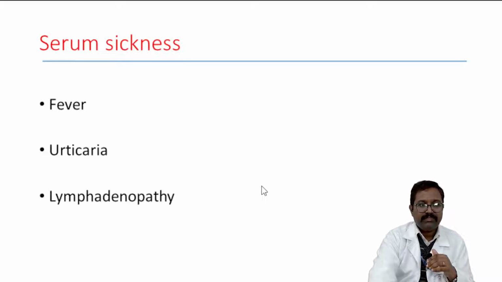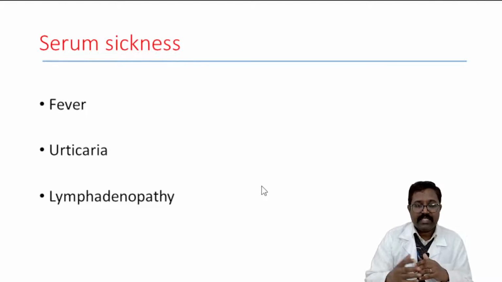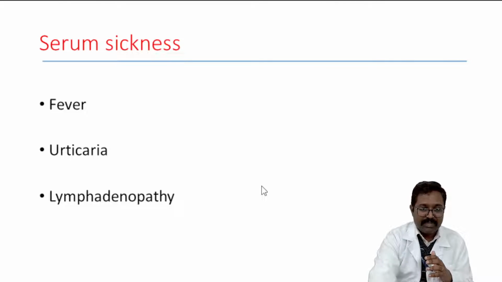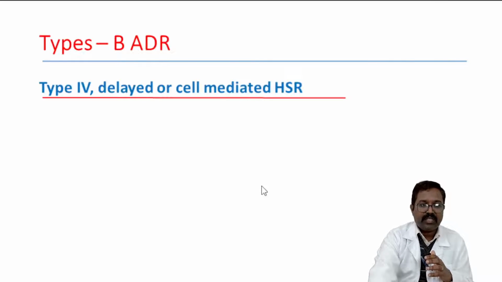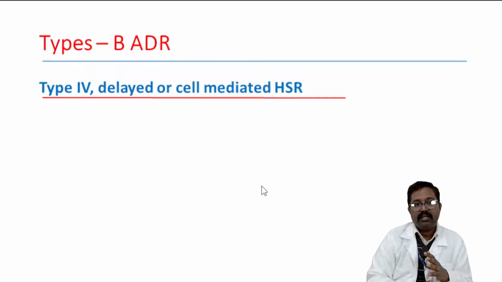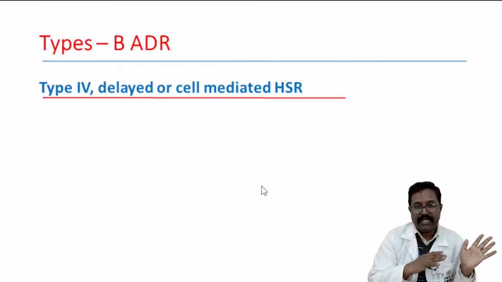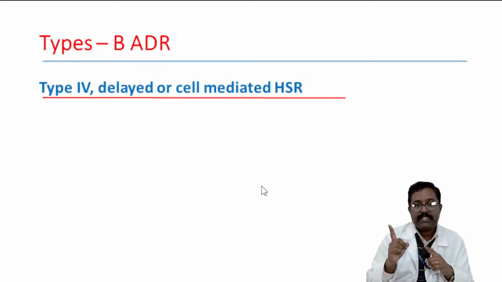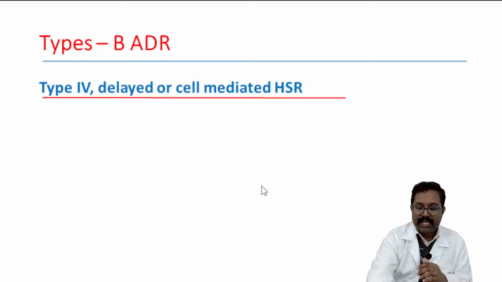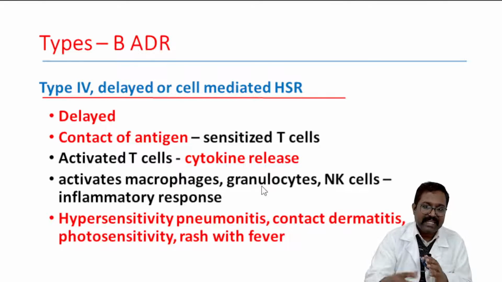Next, what symptoms are you going to see in serum sickness? You are going to see fever, urticaria, and lymphadenopathy. With this, you can make a diagnosis of serum sickness or type 3 hypersensitivity reaction. Coming to type 4, the rest of them were humoral mediated. Only type 4 is a cell mediated hypersensitivity reaction, which is delayed.